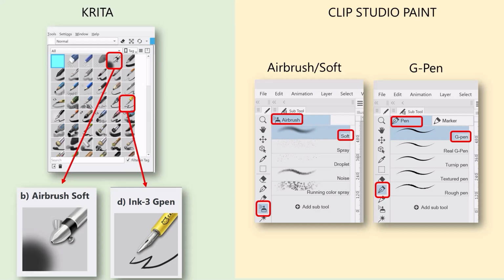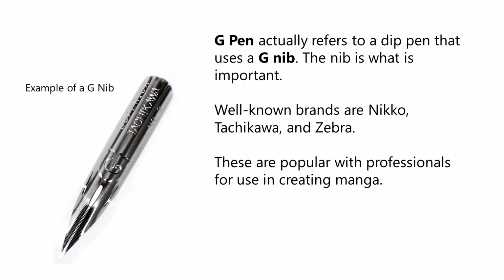And then we have 2 G-pens. From Krita, we have the Ink 3 G-pen, and from Clip Studio Paint, we have the G-pen. I think everyone probably has a good idea what an airbrush is, but a G-pen is not well known. And actually, it's not a G-pen. That phrase actually refers to a dip pen, which is a special kind of pen that uses a G-nib. Professionals who create manga use this G-nib. What matters here is that the brushes that have this name G-pen are intended to draw line art. As you can see, these airbrushes and these G-pens are quite different in their intended use and behavior.